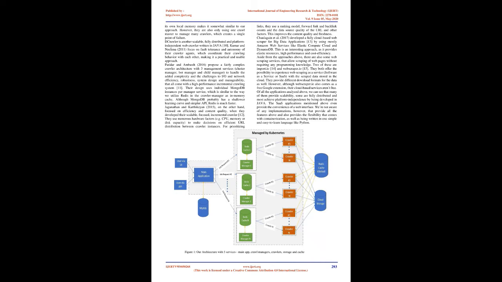Jagannathan and Karthikeyan, 2015, on the other hand, focused on efficiency and content quality, when they developed their scalable, focused, incremental crawler. They use numerous hardware factors, e.g. CPU, memory, or disk capacity, to make decisions on efficient URL distribution between crawler instances. For prioritizing links, they use a ranking model, forward link and backlink counts, and the data source quality of the URL and other factors. This improves the content quality and freshness.